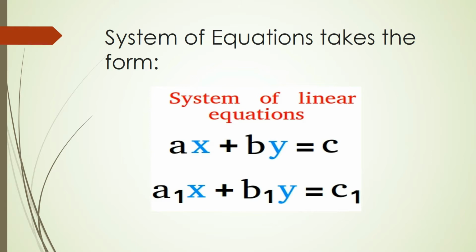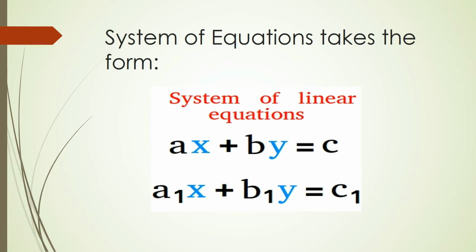Systems of equations take the form like in this slide. In the first equation, ax plus by is equal to c. That is the first equation. And the second equation is a sub 1 x plus b sub 1 y is equal to c sub 1. Here a, b, c, a sub 1, b sub 1, and c sub 1 are constants, while x and y are variables. These two are called a system of simultaneous equations.